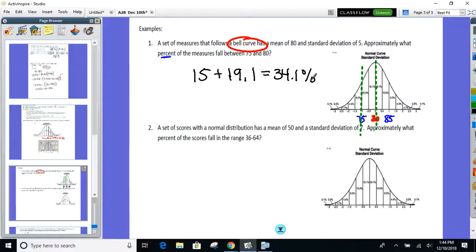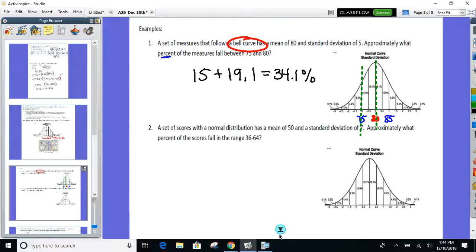34.1% of the students who took this, whatever it represents, 34.1 scored in between a 75 and an 80. All good. Anything here? I know the first one's not the best. We'll get a little comfortable with the next one.